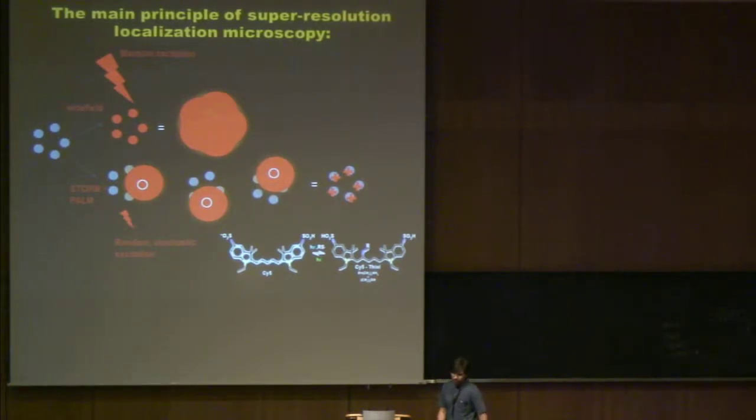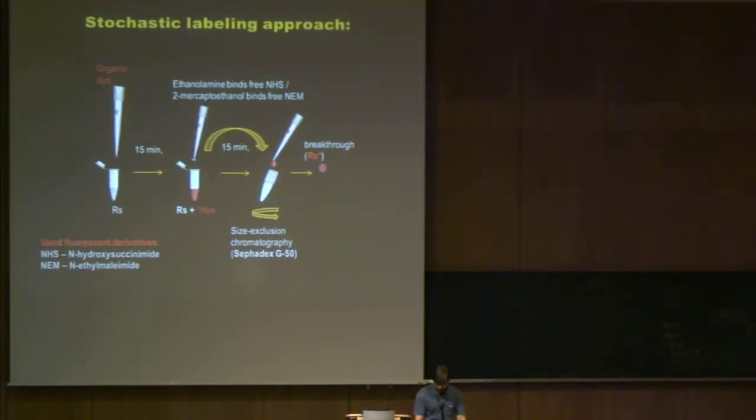So either way, to obtain all positions of our molecules of interest, there are organic dyes like these, cyanine dyes or other dyes. They can be stochastically switched from fluorescent form to dark form and back. So this is the basis of STORM and PALM microscopy.